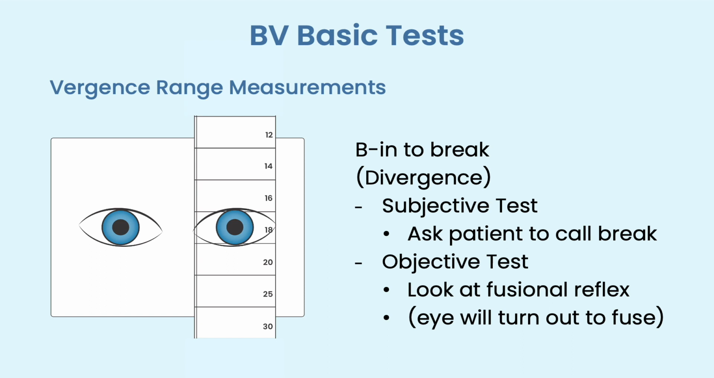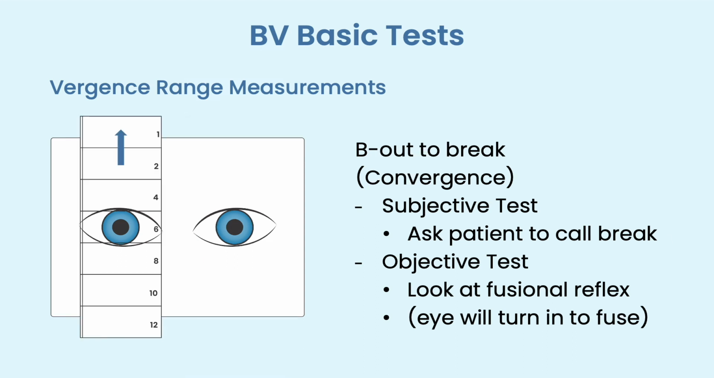When a patient is really young, or unreliable, or has a suppression, this way of objectively measuring fusional range becomes very valuable. With convergence or base out, with every increase in prism, the eye will have to turn in to keep fusion.